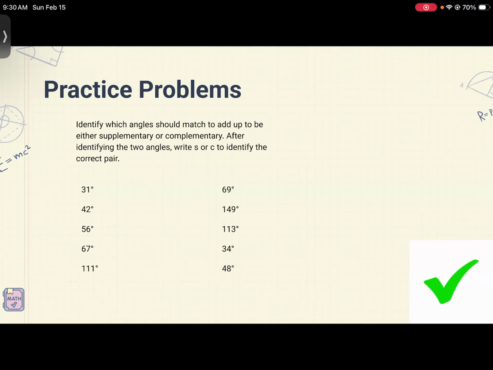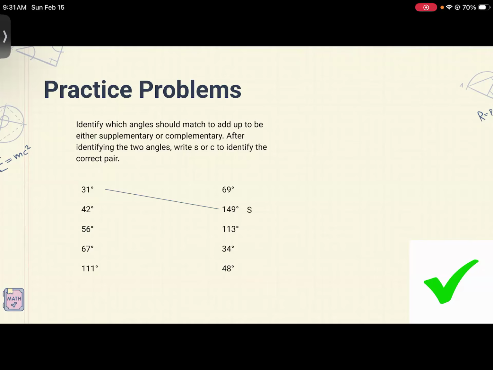So the first one we see is 31. So we either want this to add up to 180 or 90 degrees. Now to add up to 180, it would have to be 149 degrees, and to add up to 90, it would have to be 59 degrees. Now we only have one thing, so that is 149 degrees, and it is supplementary.